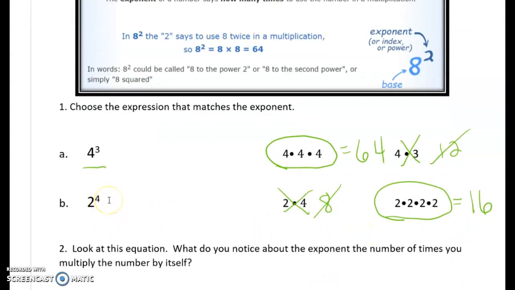B, 2 to the fourth power. It is not 2 times 4, which is 8. It's 2 times 2 times 2 times 2, the base times itself, and in this case, it's 4 times. So here's our base, which is 2. Here's our exponent, 4, that tells us how many times we are multiplying the 2 by. And we get 16. If you put 2 times 2 times 2 times 2 in your calculator, it equals 16.